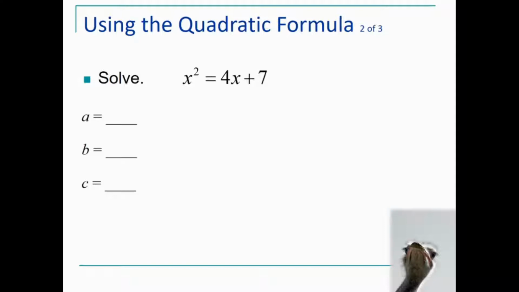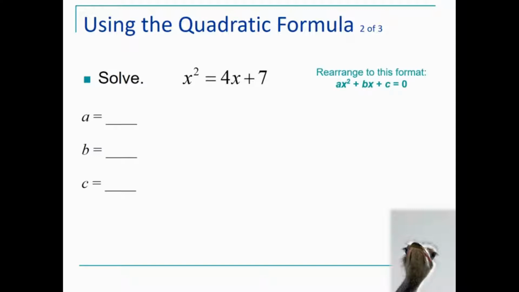In this video, we'll take a look at solving this quadratic equation using the quadratic formula. The first thing that is required is that the quadratic equation be in standard form. In other words, all terms are on one side with it equal to 0 on the other side.